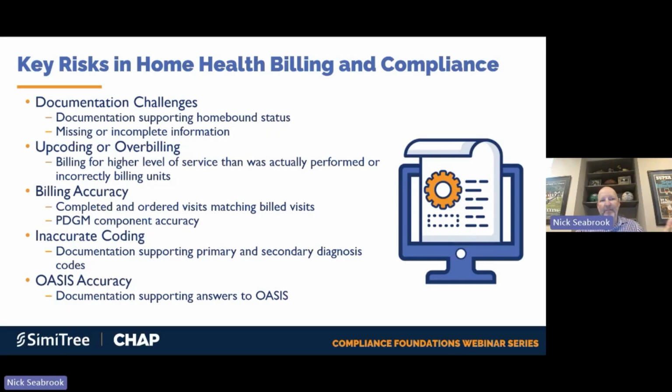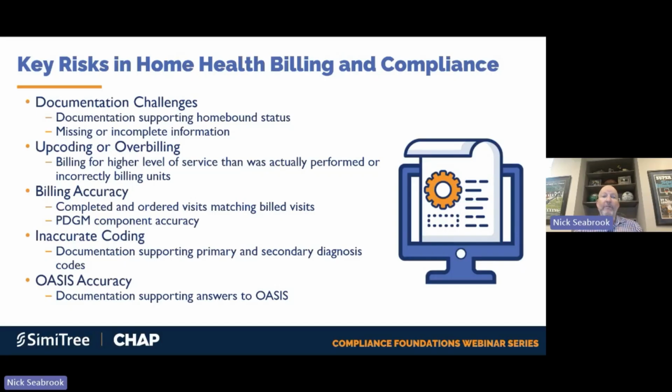And then the PDGM component accuracy. So again, we talked about the primary diagnosis code. You don't want to be in a situation where the primary diagnosis code on your OASIS is different than the primary diagnosis code on your claim. And all of a sudden your clinical grouping is not the same on the claim as it was on the one generated from your OASIS. Those kind of inaccuracies can again lead to potential billing audits.